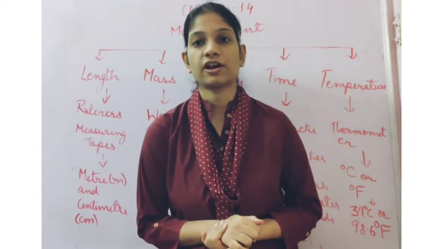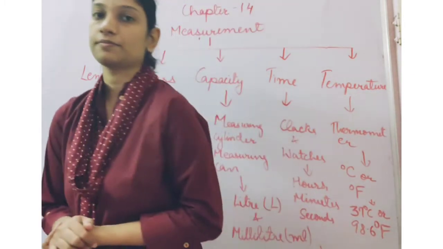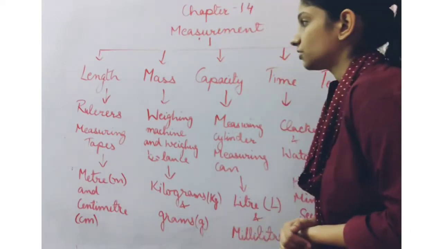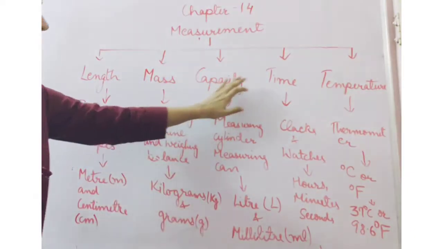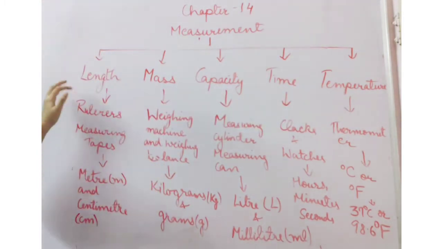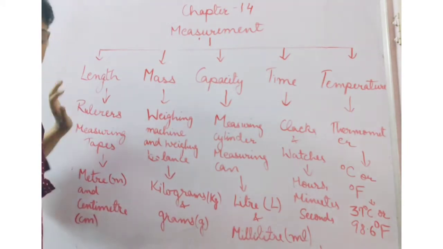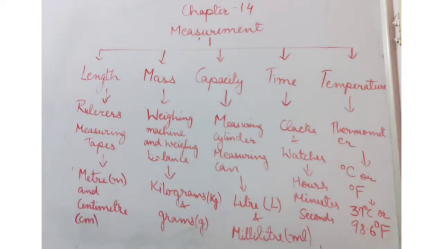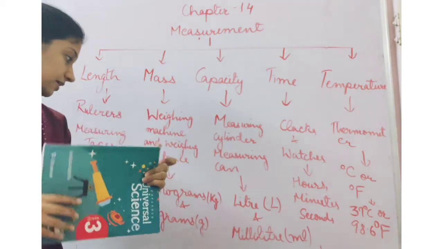Today we are going to summarize chapter number 14, measurement. Let's have a look. Now, in measurement, you have length, mass, capacity, time, and temperature. Length basically tells us how long an object is. For example, the length of this notebook. It can be measured with a scale, right?